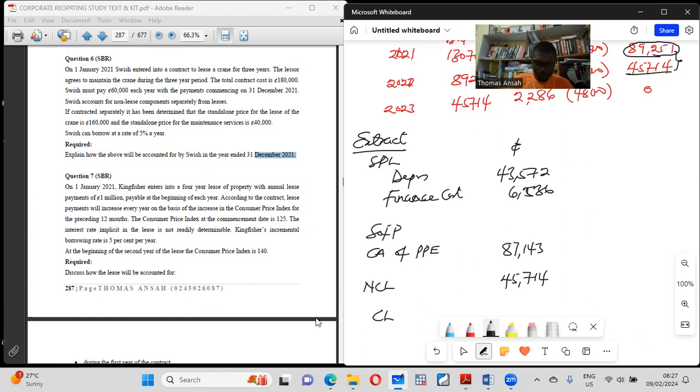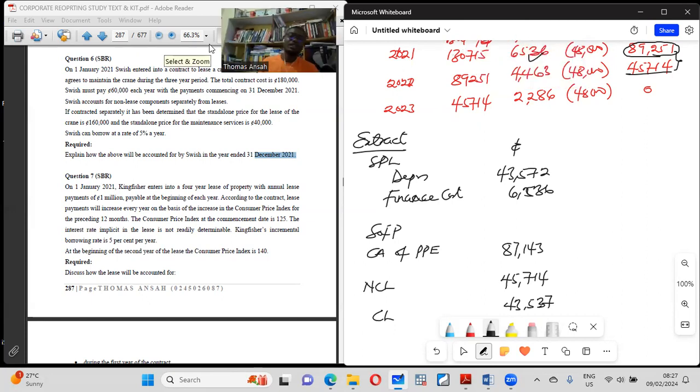So if I do 89,251 minus 45,714, then what is going to my CL will be 43,537. All right, so that is that. You are good to go. But the key is your ability to separate the components. Don't forget that the maintenance too is part of it.